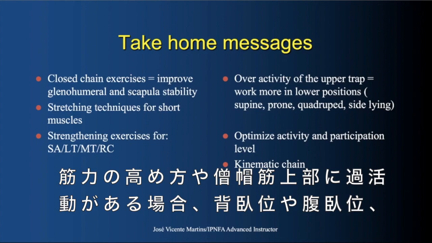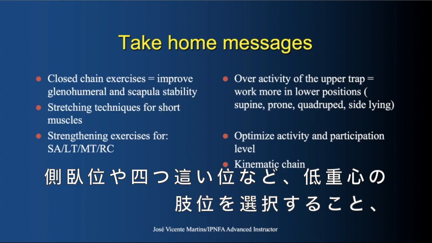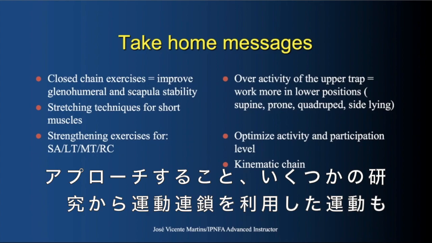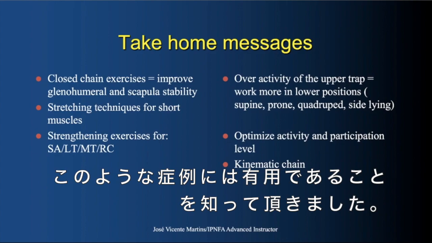We know that when we have a patient with overactivity of the upper trap, we should work more in lower positions, such as supine, prone position, quadruped, and also sidelying. And our job should be all the time work with activity and participation level. And now we know from some articles that kinematic chain is another tool to work with this kind of patient.